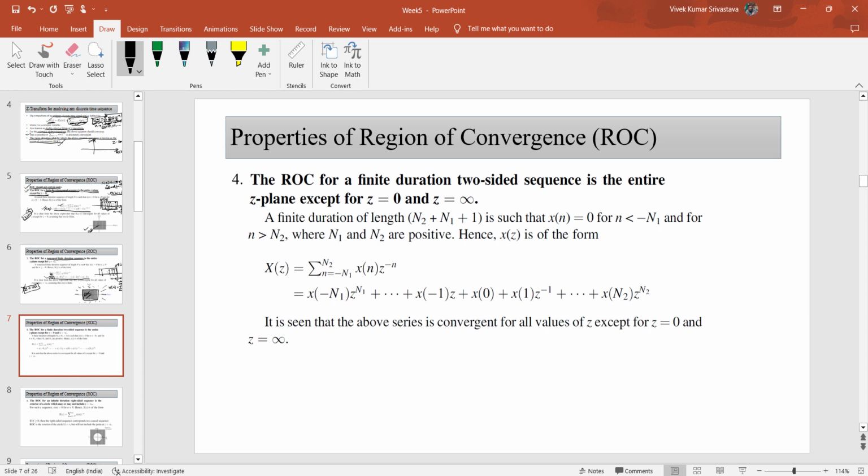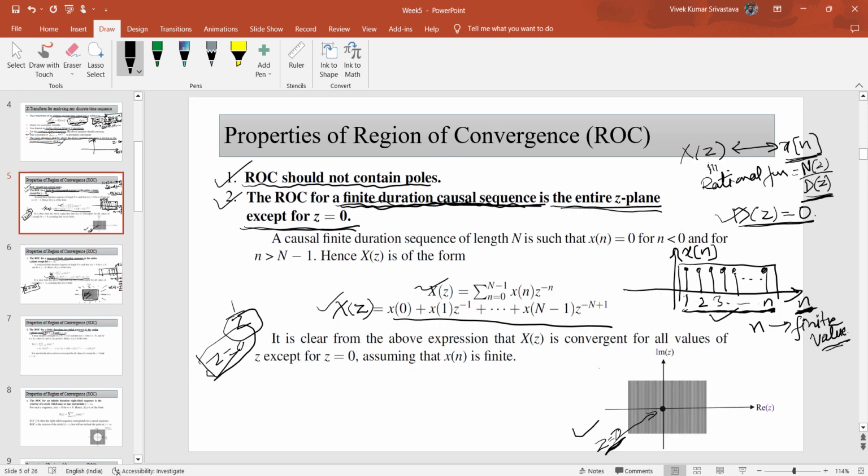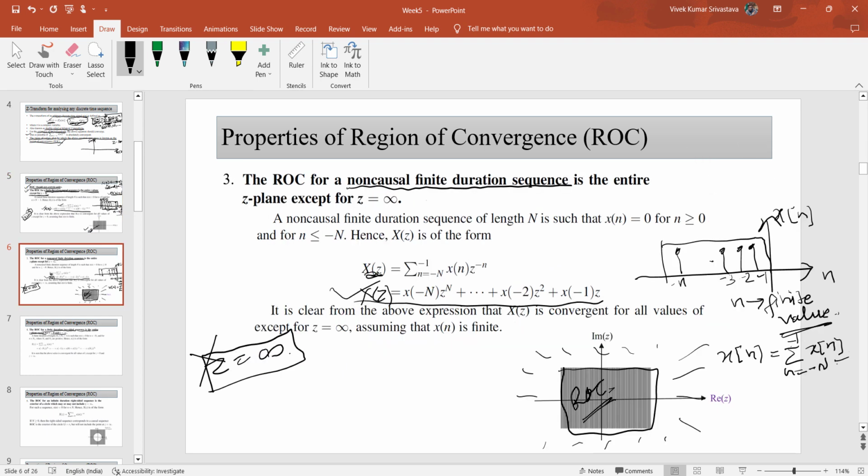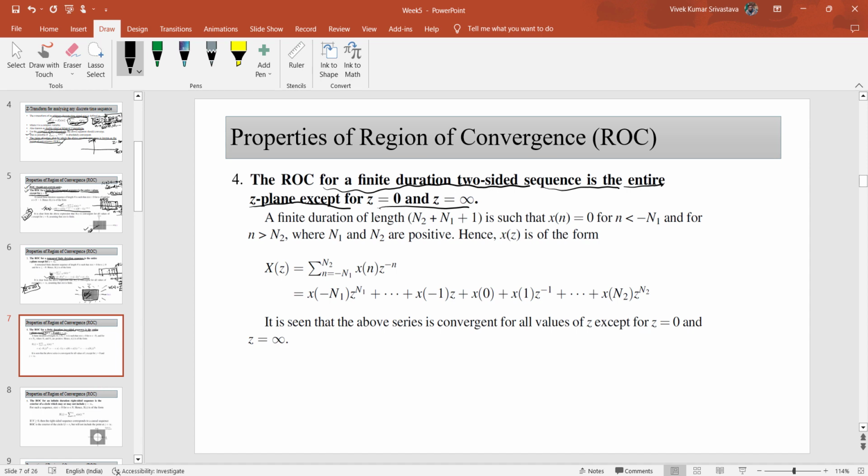So now moving ahead, the fourth property states that the ROC for a finite duration two-sided sequence is the entire z plane except z equals 0 and z equals infinite. So this property is basically the combination of the last two properties. Okay, so here the finite duration causal sequence exists for all positive values of n where n will be a finite value, whereas the non-causal finite duration sequence exists for negative values of n where n will be a finite value. So this property is basically a combination of these two signals.